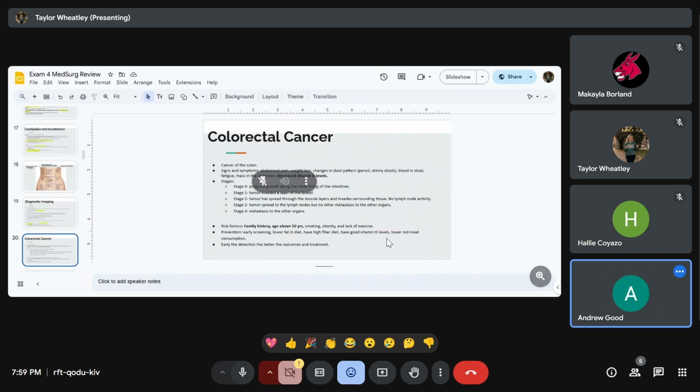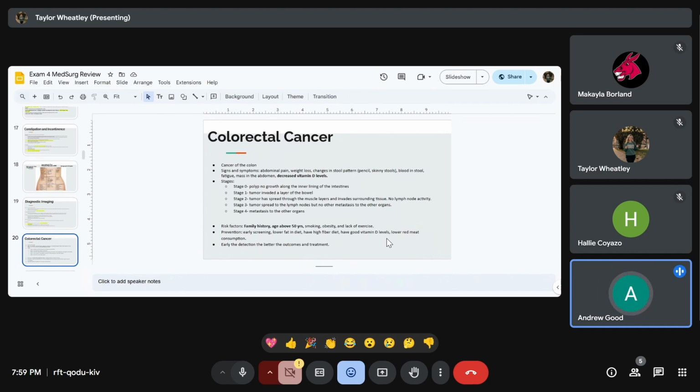Colorectal cancer. I'm going to be honest, I don't remember this being a whole lot on the exam. Take that with a grain of salt because they change the test every single year. But there's not a lot of good information here.